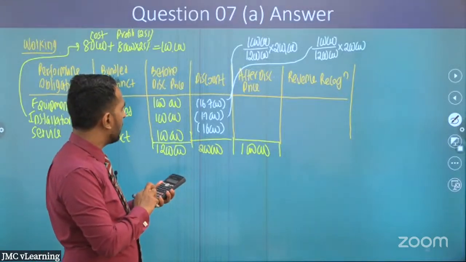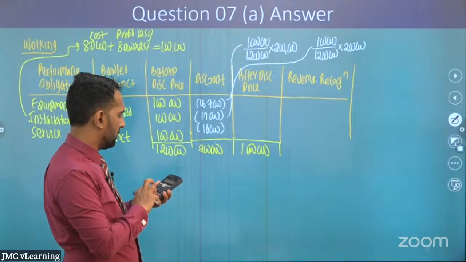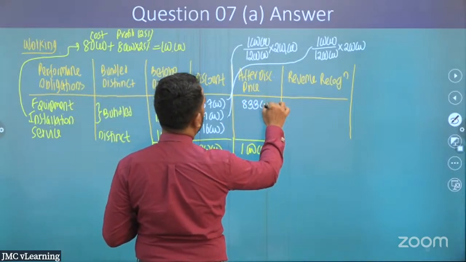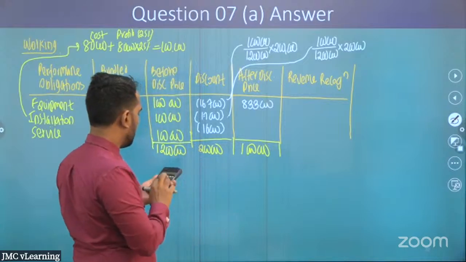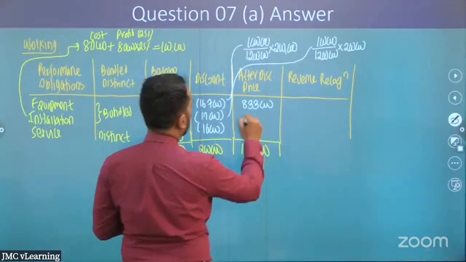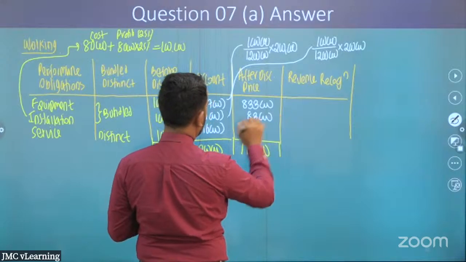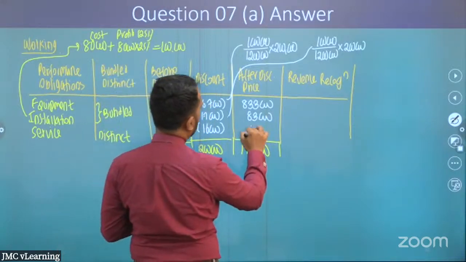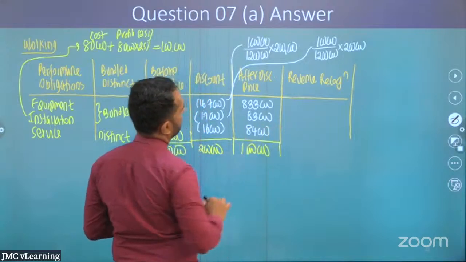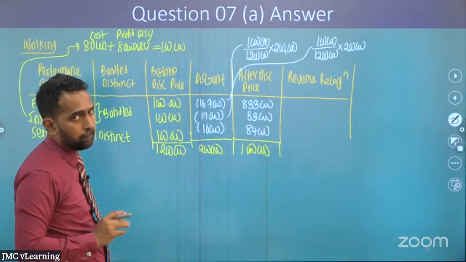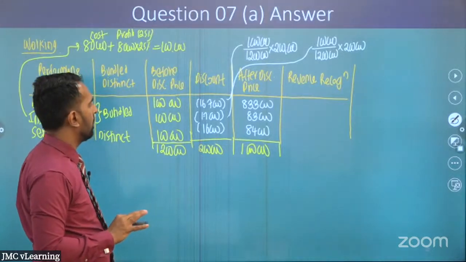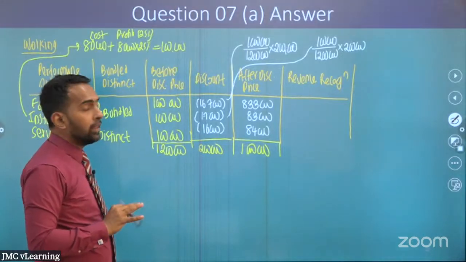Now you can calculate the after discount price. Here it will be 833,000. 100 minus 17, 83,000. 100 minus 16, 84,000. Okay. Right. Then the revenue recognition.